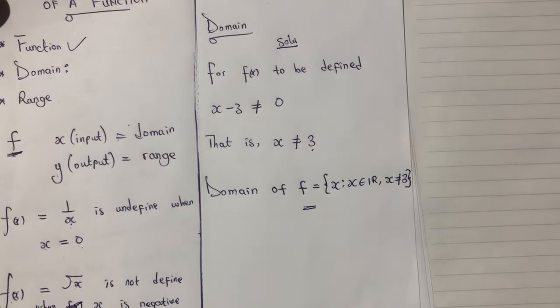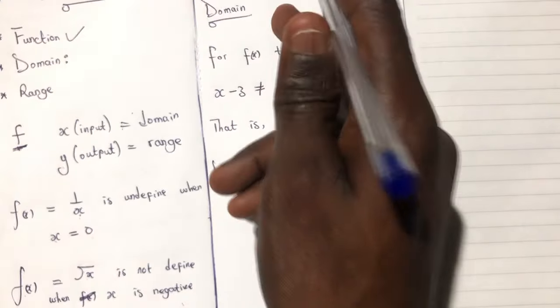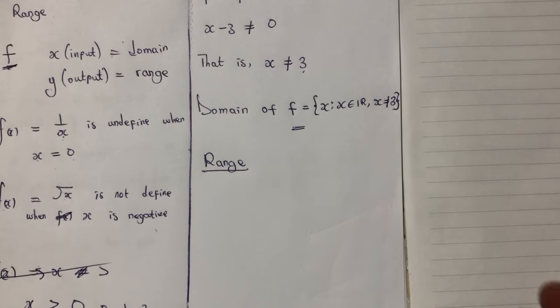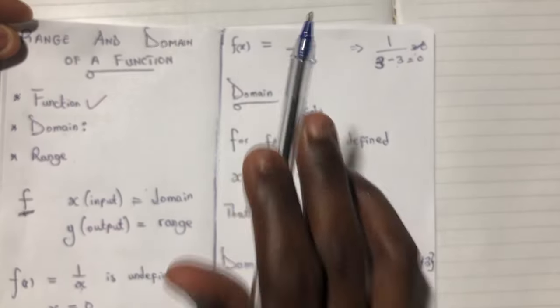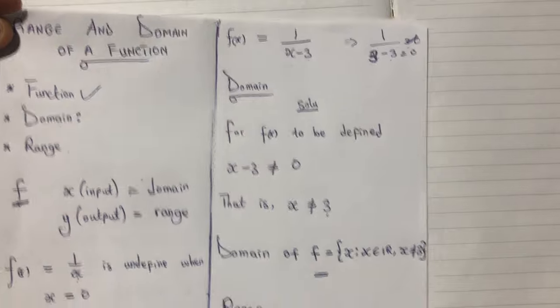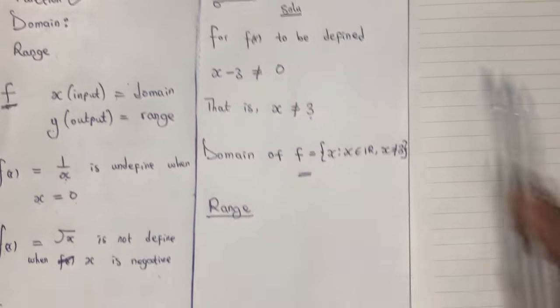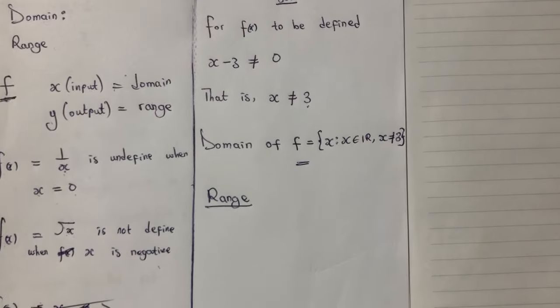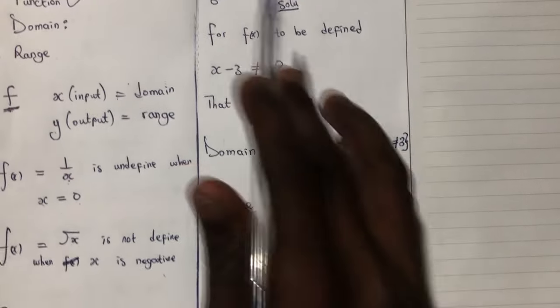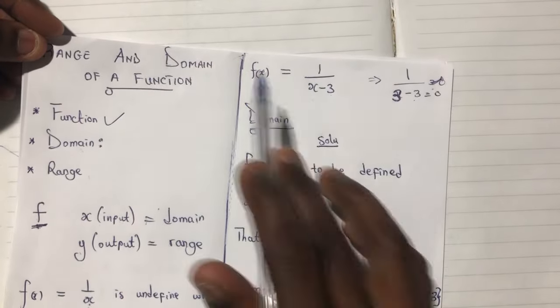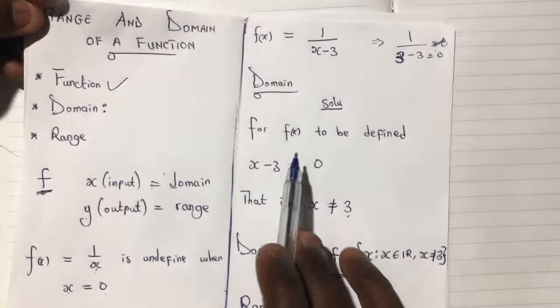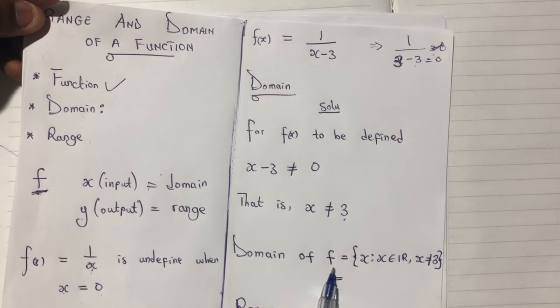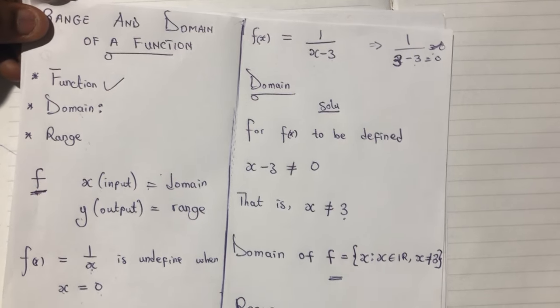What about the range? How do we find the range for the question? The range are the output values. These are the y values. And so to be able to solve, we need to equate the function f of x to y. Once we are able to equate the function f of x to y, the next thing to do is to find the inverse of the function f of x. And once we are able to find the inverse of the function f of x, we look at the denominator and we repeat the same steps we have here. And we will be able to find the range of the equation.